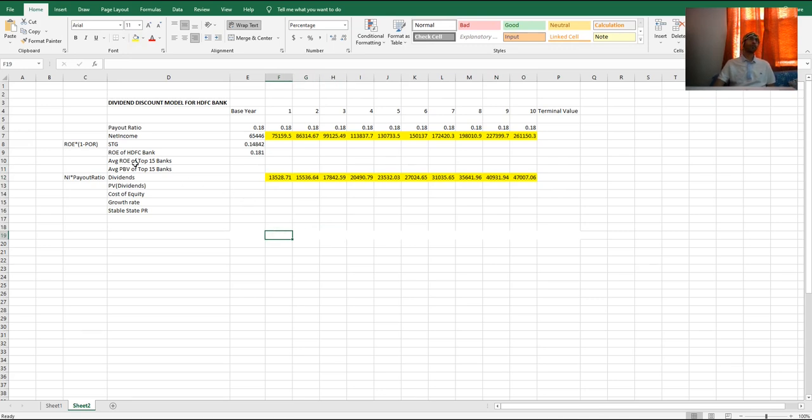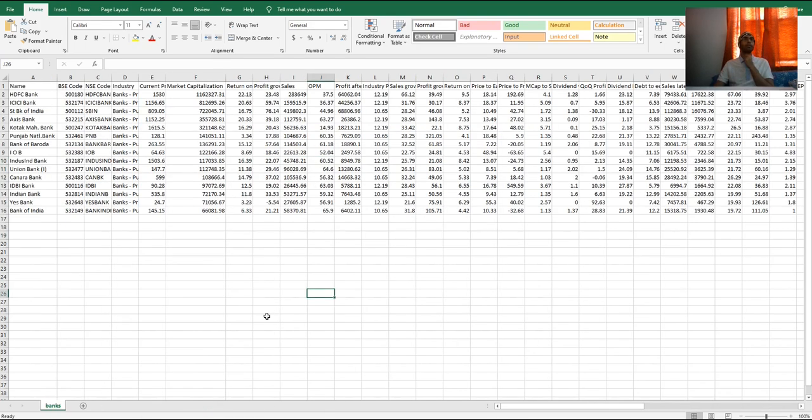Now what we have to do, friends, is find out the average return on equity of top 15 banks and average PBV of top 15 banks so that we can move ahead with the cost of equity calculation. Otherwise, we will not be able to calculate the cost of equity or the present value of dividends, right? So let's do that. Friends, this is the data of the top 15 banks with respect to market capitalization. And here we have the return on equity numbers. The average you can see is 13.31.